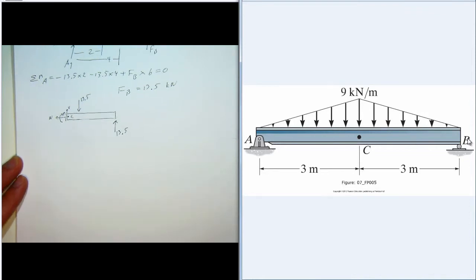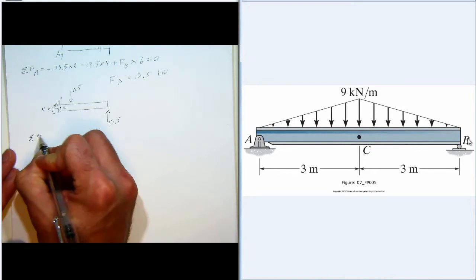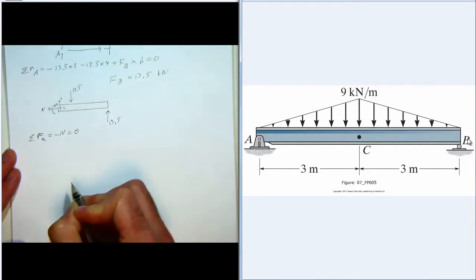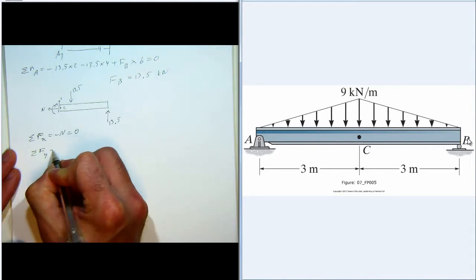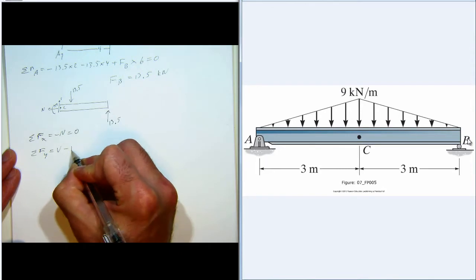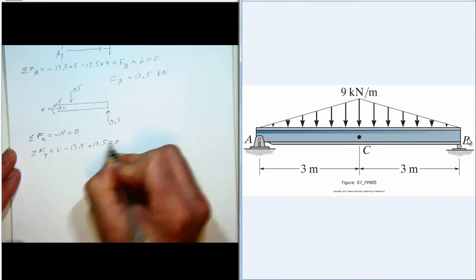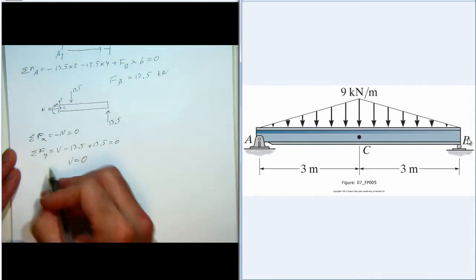Alright, now it's just an application of our 3 equations of equilibrium. Sum of the forces in x is equal to negative N, and that's equal to 0. Sum of the forces in y is equal to V, negative 13.5, and positive 13.5. That adds up to 0, so V is also equal to 0.